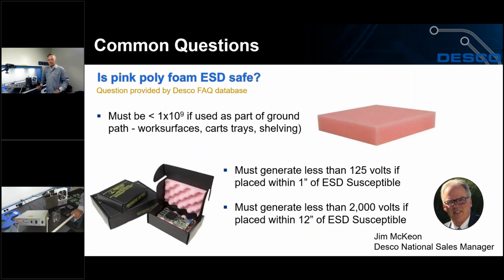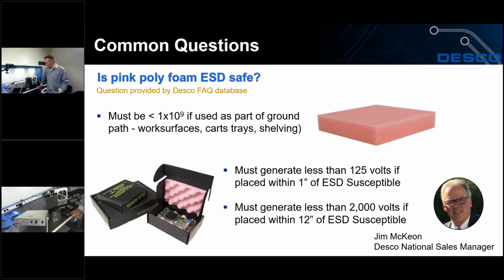Thanks. So one of the things that we see a lot is the use of pink foam as a cushion for static sensitive devices, whether it's on a work surface or as a tray liner on a cart or on a shelf. So the main purpose of pink poly is to be a material that doesn't generate a charge. It's not designed to be used as part of a ground path, such as on work surfaces, cart trays, and shelving.